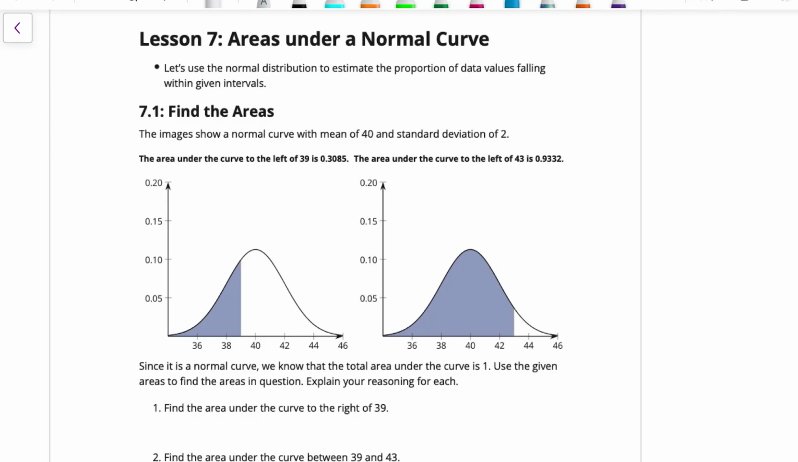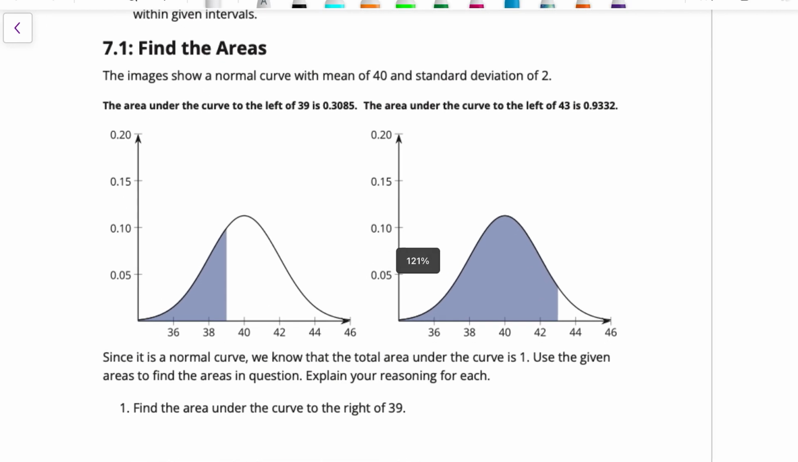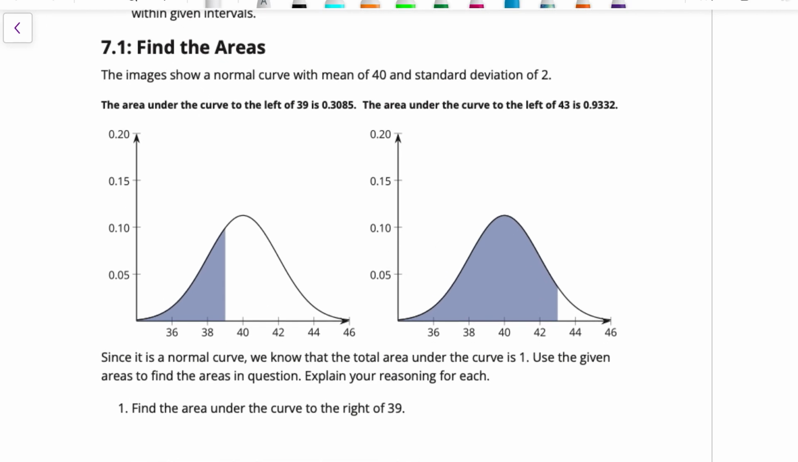All right, let's take a look at Unit 7, Lesson 7, areas under a normal curve. So we're going to take a look at the normal distribution and use it to estimate the proportion of data values falling within given intervals. So in 7.1, the images show a normal curve with a mean of 40 and a standard deviation of 2. And they show you that the area under the curve to the left of 39 is 0.3085. So almost 31% of the data is under the curve to the left of 39.